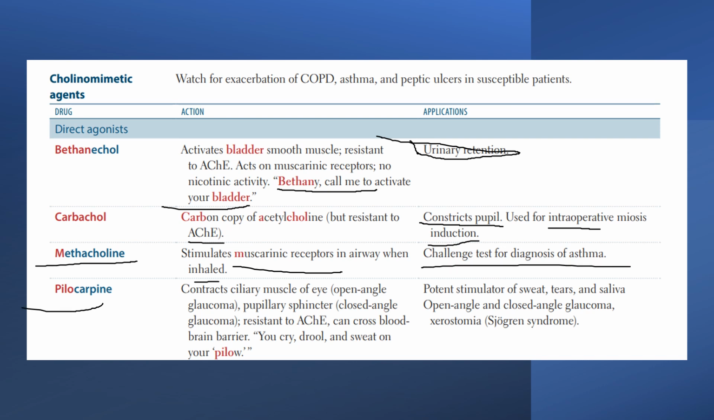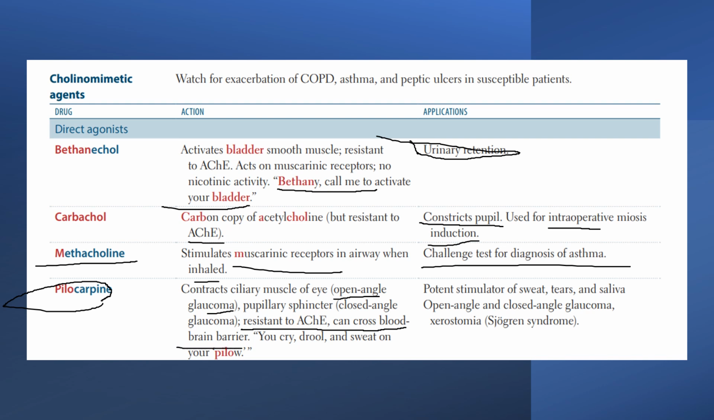Pilocarpine is by far the most important drug among the direct acting cholinergics. It contracts the pupillary muscle in open angle glaucoma and the pupillary sphincter in closed angle glaucoma. It is resistant to acetylcholinesterase and can cross the BBB, the blood-brain barrier.